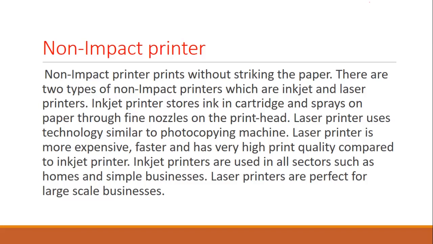There are two types of non-impact printer. One is the inkjet printer and the other one is the laser printer. In an inkjet printer, the ink is stored in a cartridge and sprayed on the paper. Through a nozzle we spray, and it prints. And in a laser printer, there is laser technology, which is mostly used nowadays. You enter the paper, and the image is created through the laser.